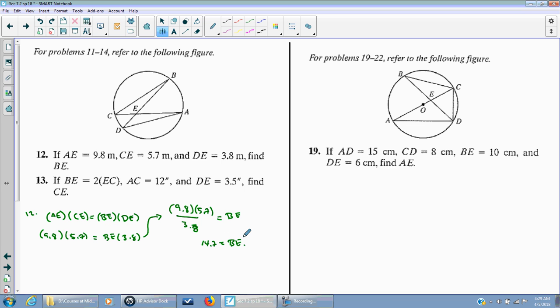Now, just a word of caution here: the book draws pictures, but they're not drawn to scale. So if you go back through and draw an actual circle where the chords have these measurements, it's not really going to look like this figure here.